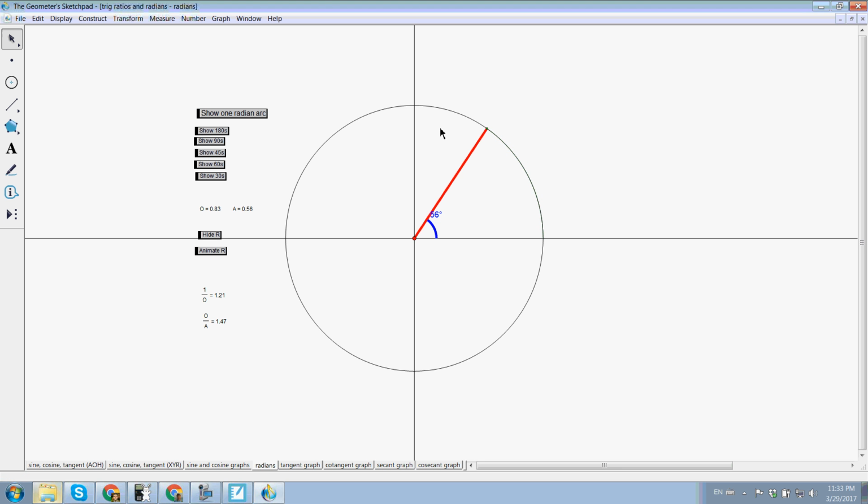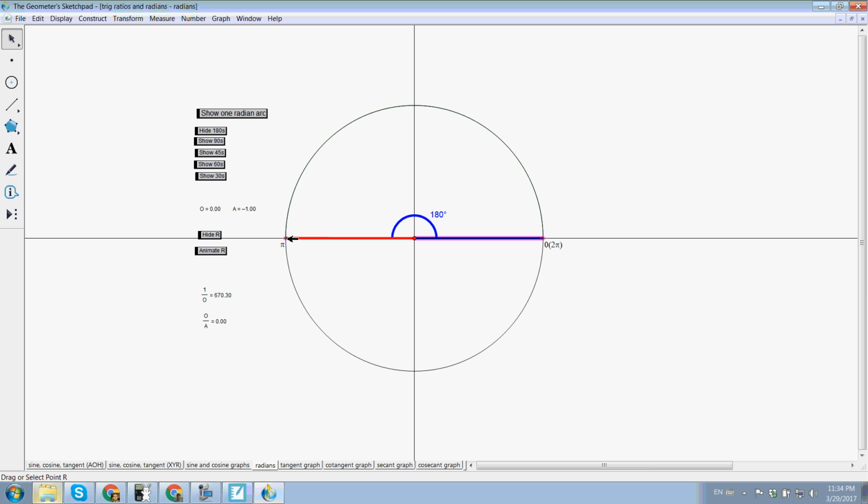Okay, so now I'm going to hide that radian arc, and remember that all the way around took exactly 2 pi of those radian angles. So half of that would be pi radians. So for the 180 degree markers, you've got 0 degrees, which is also 0 radians, 180 degrees, pi would be right here, and 360 degrees corresponds to 2 pi. It would also correspond to 4 pi, and so forth.